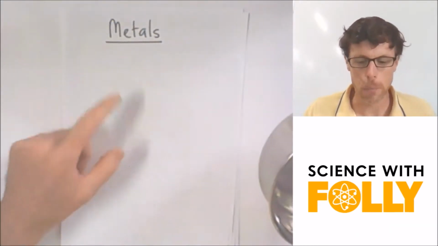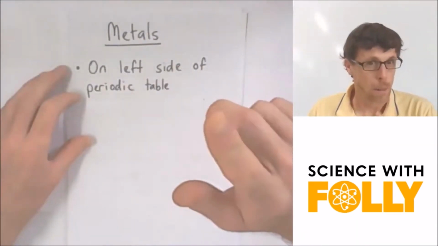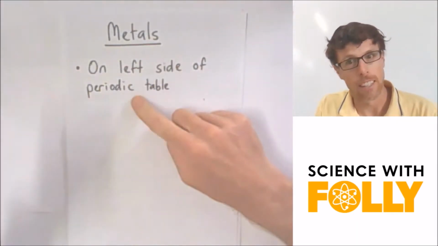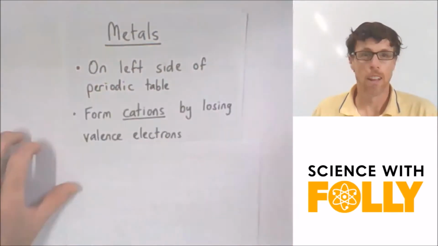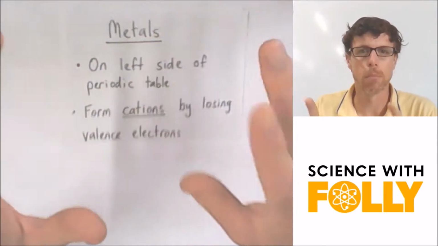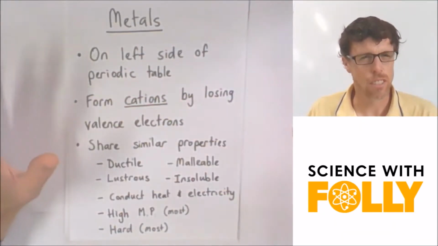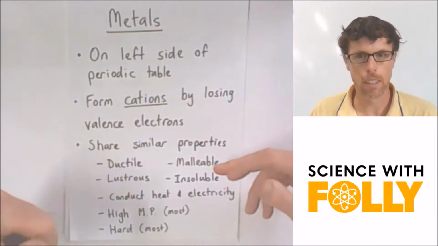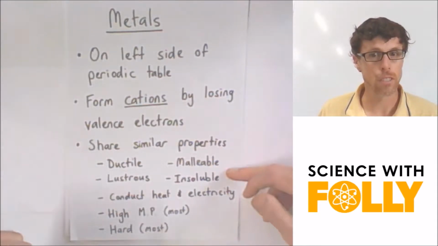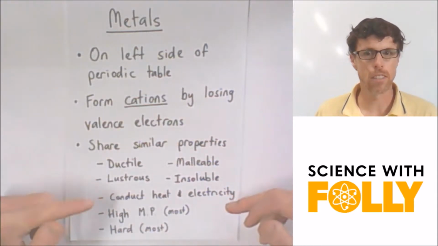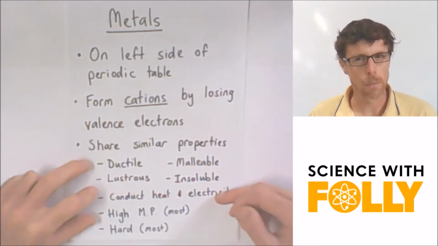Today we're going to be learning about metals. Now metals are the elements that you'll find on the left-hand side of the periodic table. And metals form cations by losing valence electrons. And metals share similar properties. They're ductile, malleable, lustrous, insoluble, conduct heat and electricity, and most of them have a high melting point and most of them are hard.